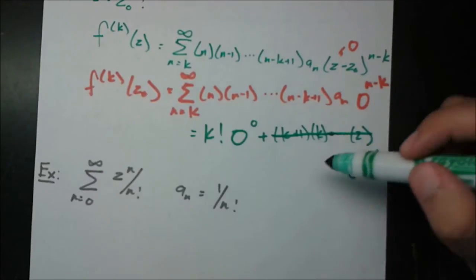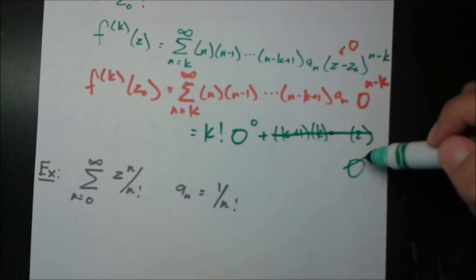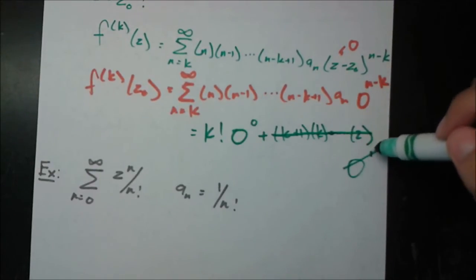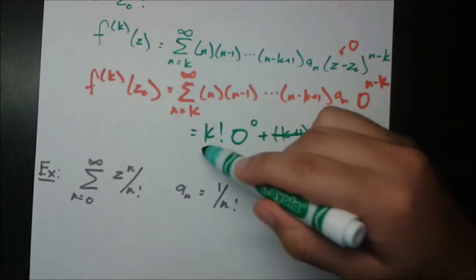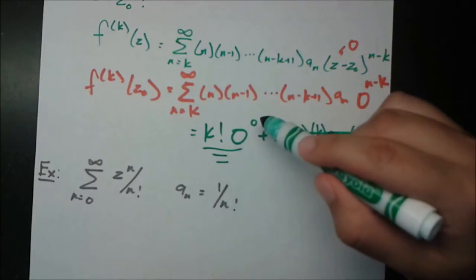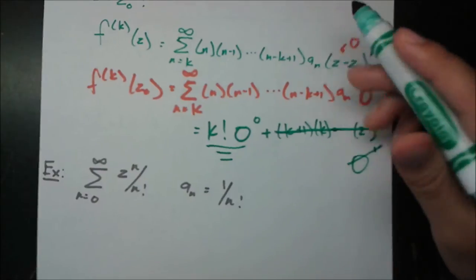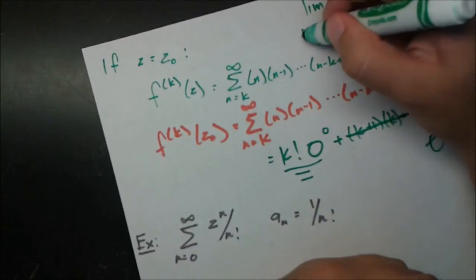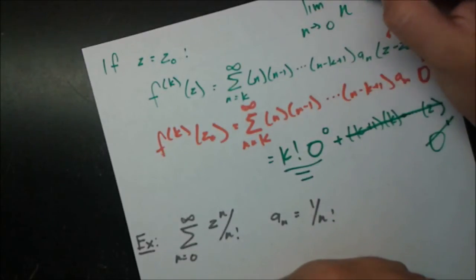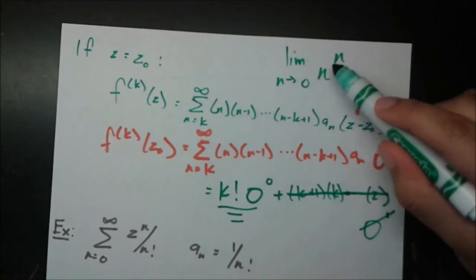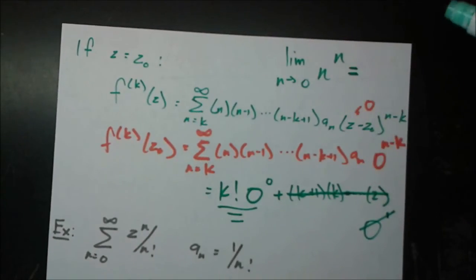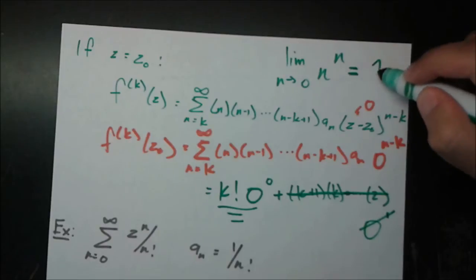And for that matter, any further terms are just going to be 0, because the next term will have 0 to the power of 2, 0 to the power of 3, and they're all going to be 0. But let's look at this first term really fast. What is 0 to the power of 0? If you use L'Hopital's rule, so if you evaluate this limit as n approaches 0 of n to the power of n, so that's going to go to 0 to the power of 0. If you evaluate this using L'Hopital's rule, you're going to find that this is actually 1.